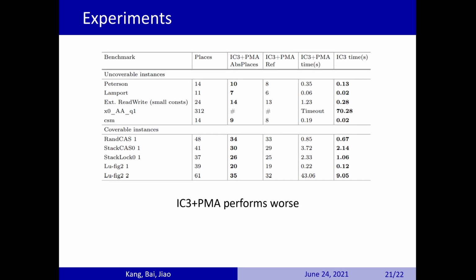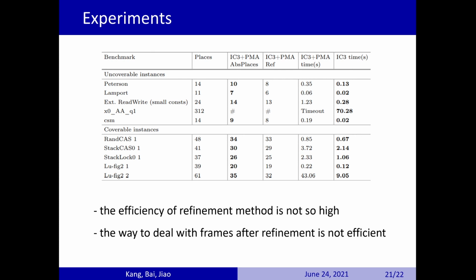But this table shows benchmarks where SC3 plus PMA performs worse. I think there are two reasons. First, the efficiency of the refinement method may not be so high. It may cause SC3 plus PMA to spend too much time on refinement. Second, after generating a new abstraction, we modify the data of a frame to adapt to the new abstraction. The way we deal with frames after refinement may not be so efficient.